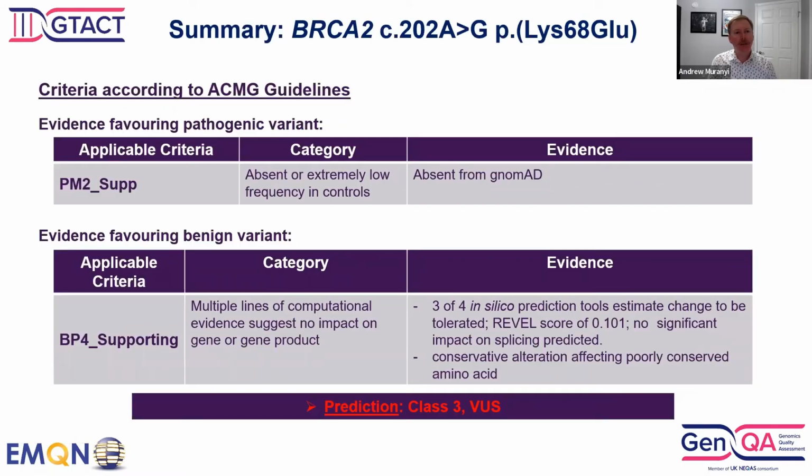So evidence favoring pathogenicity includes PM2 supporting. This is if you are using the ACMG guidelines. Evidence favoring this variant being benign is BP4 supporting. So the REVEL score of 0.101 would qualify, as also 3 out of 4 in silico prediction tools also estimate this to be tolerated. And it's in a poorly conserved amino acid. So according to ACMG guidelines, you would have a PM2 supporting and a BP4 supporting, which would give you a class 3 or a variant of uncertain significance.